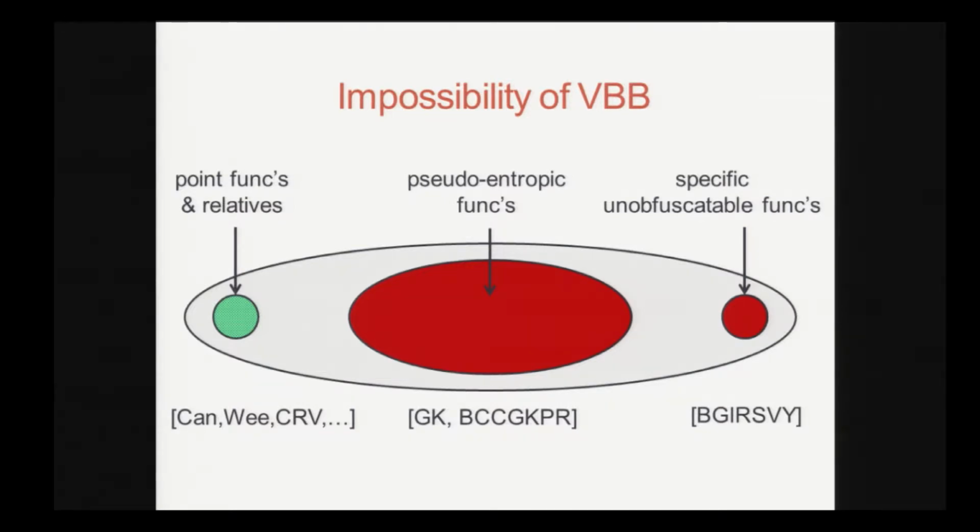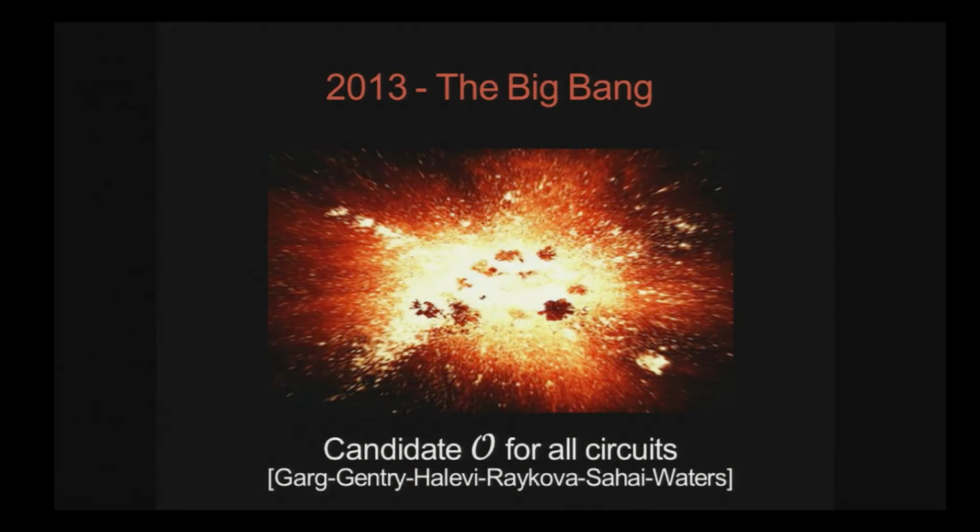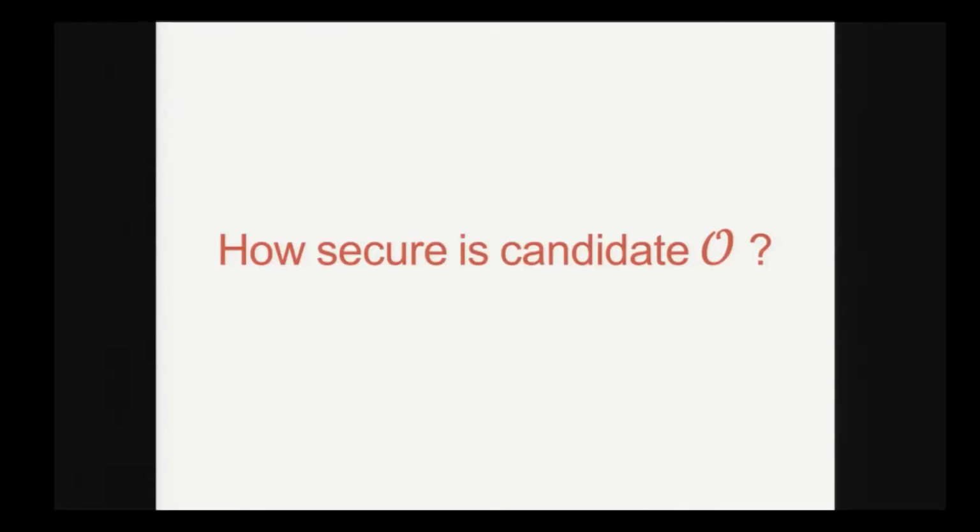Now, for a long while, we also had a matching picture from the perspective of constructions, who basically had no candidates at all, again, except for very simple stuff. But as you already know by now, things dramatically changed last year. And now we have a candidate obfuscator for all circuits based on multilinear graded encodings.